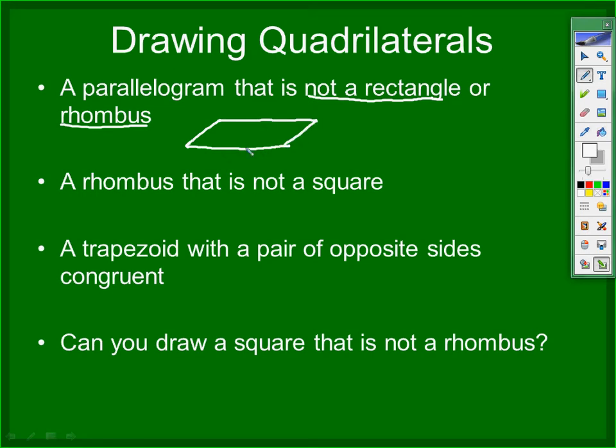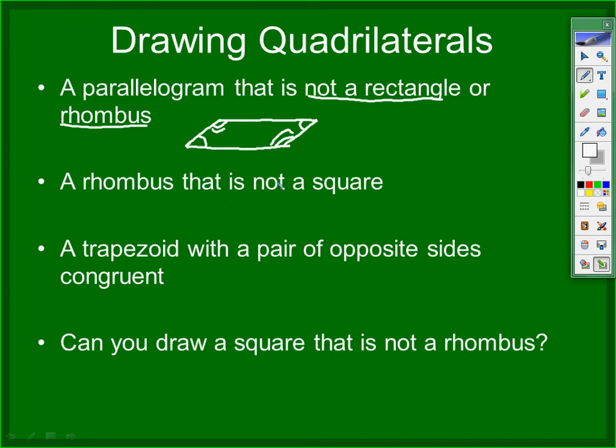where this side is parallel to this side, and this side is parallel to this side. However, no 90-degree angles, and the sides would be different lengths. In this parallelogram, though, we can see that this angle is congruent to the opposite angle, and this angle is congruent to its opposite angle.